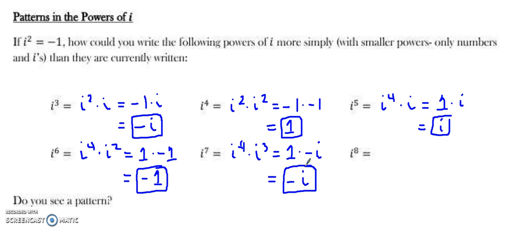And lastly, in this little table here, i to the eighth is i to the fourth times i to the fourth. i to the fourth is 1. i to the fourth is again 1, and 1 times 1 is 1.